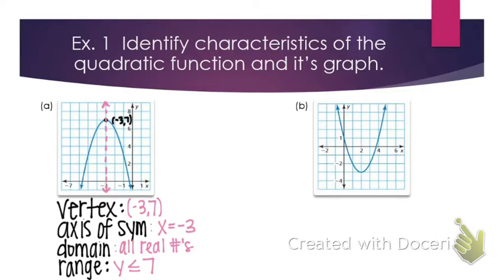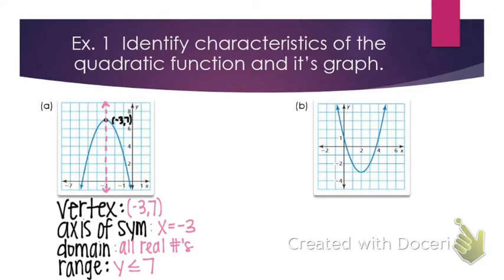Okay, now look at the vertex and look at the range. What do you notice about the vertex and the range? The y coordinates are the same, and that's going to be the case every time. Whatever y coordinate is in your vertex is also the value that should be going in your range.